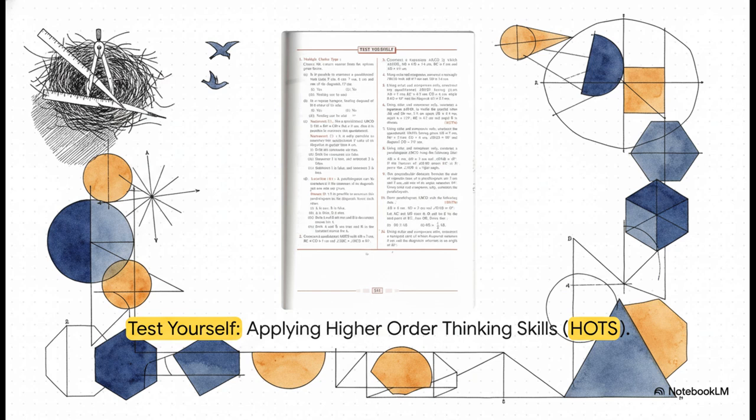So after mastering these specific recipes, the source text decides to push us out of the nest. It challenges us with complex, multi-layered puzzles in the Test Yourself section. These are specifically labeled as Applying Higher-Order Thinking Skills, or HOTS. They demand that we drop the easy hand-holding step-by-steps and blend all the disjointed techniques we've just covered together into a single, cohesive architectural solution.